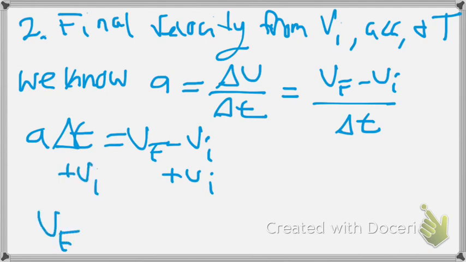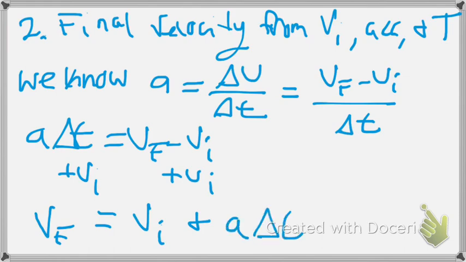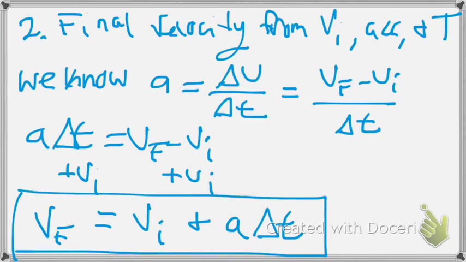Velocity final is equal, and I'll write this nicer because this is our final equation. Velocity final is equal to velocity initial plus acceleration times change in time. So that right there, that's our final equation. I made the same mistake twice in a row where I put the equal instead of a plus. So now we're going to run a problem using this equation.